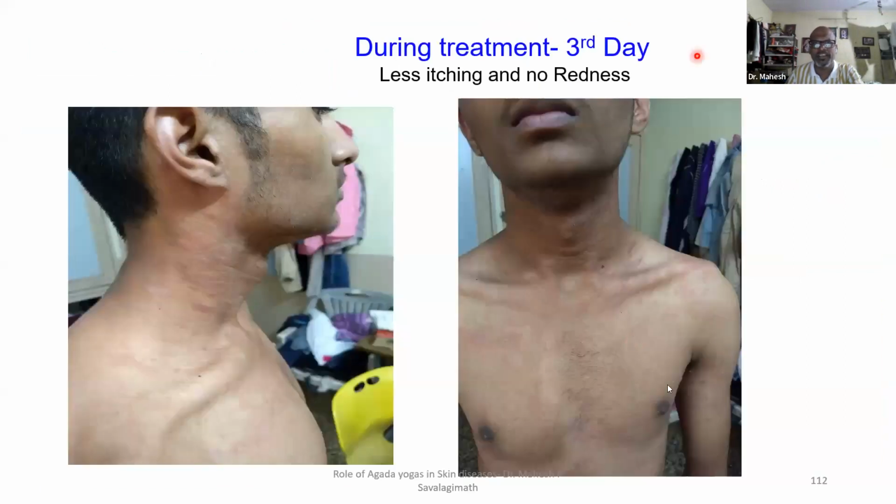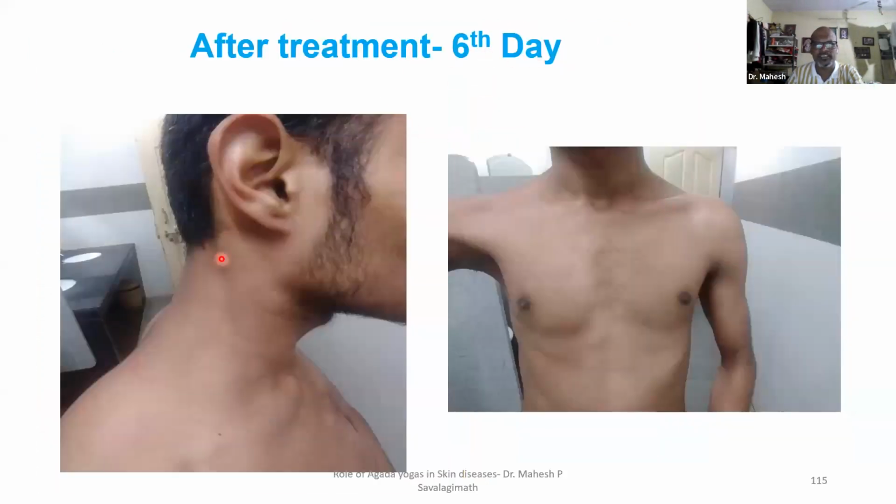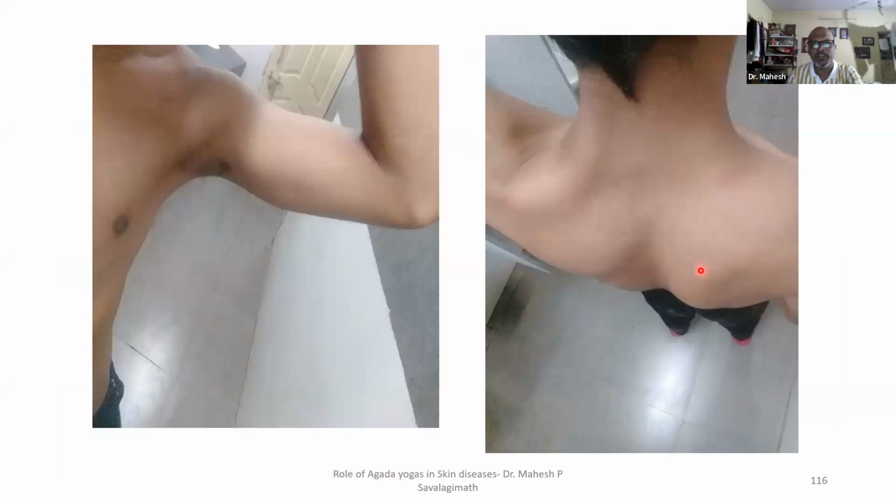This is the 3rd day, less itching and no redness. You can see this is after treatment, 6th day. He is perfectly all right. Right? Again, what principle was used? Shamana, Prashamana, and Aushada. Aushada is Dushivishari Agada. Prashamana is that Patolakatrina and coconut oil, right?